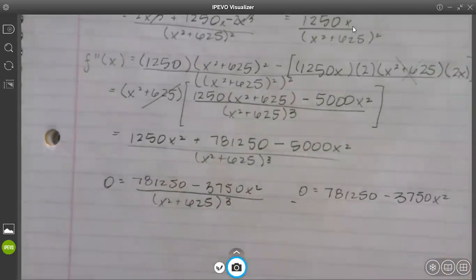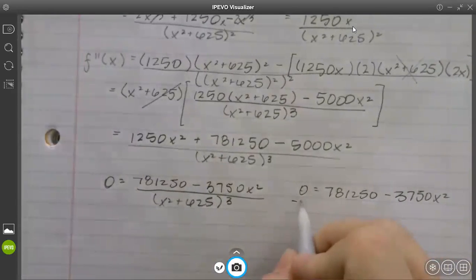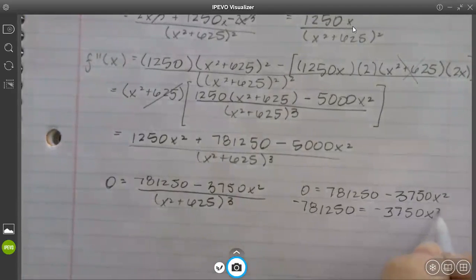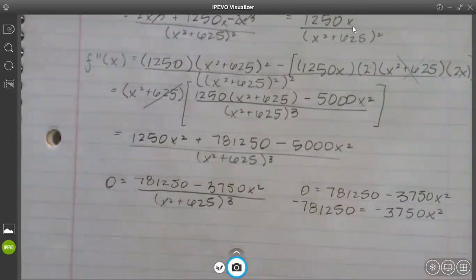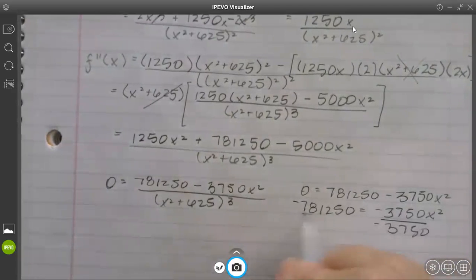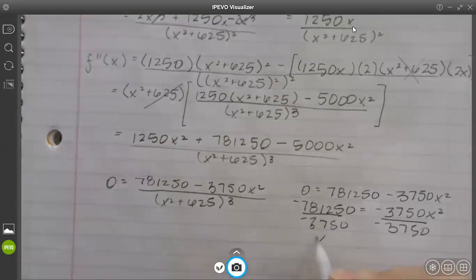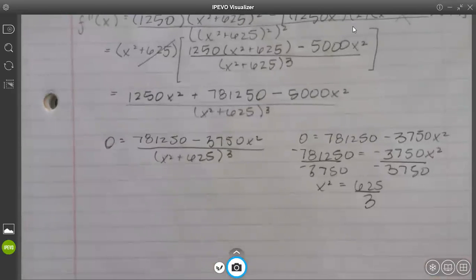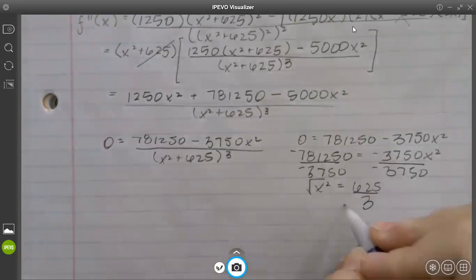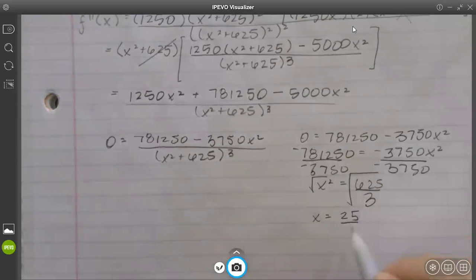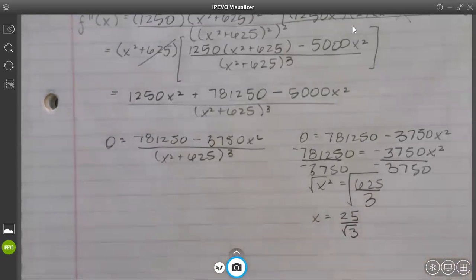Sorry, I feel like I'm gonna sneeze. I apologize. Nose is itchy. 781250 is subtracted, negative 3750 x squared. What do I do now? Divide. Y'all are doing it perfect. Don't stress out. Everything is perfect. When I simplify this, I get 625 over 3. Then what do I do? When I square root it, 625 gives me 25, and then square root 3.